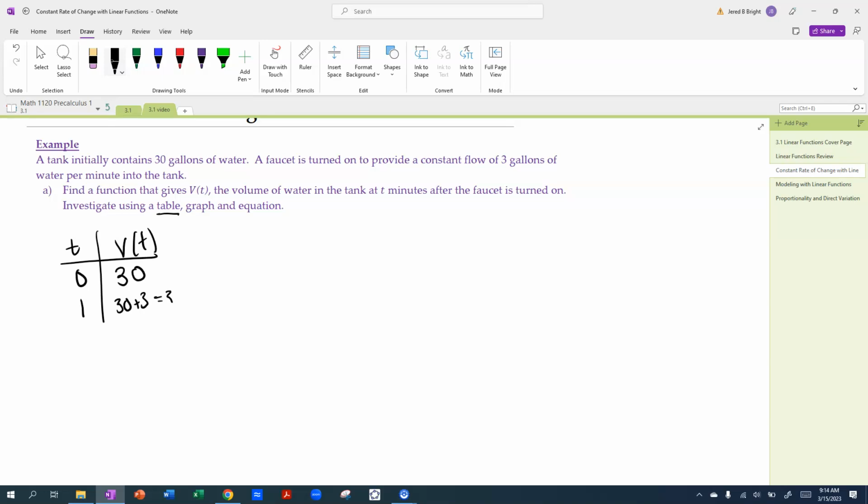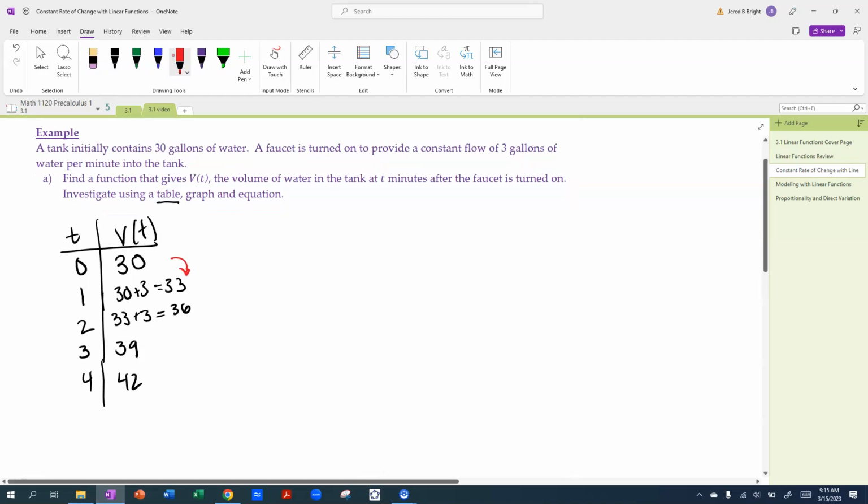So 33. And then after 2 minutes, it's going to be 33, it's not emptying, and then plus 3 more. So this is equal to 36. And you might start to see the pattern. 39 after 3 minutes, and after 4 minutes it would be 42. So every time, you are adding 3 gallons into the tank.